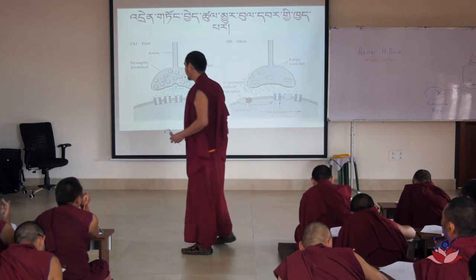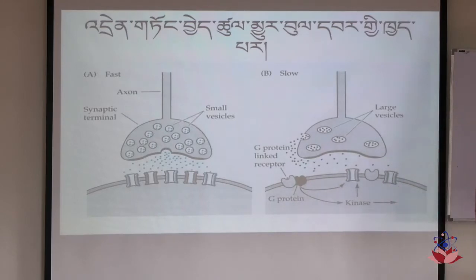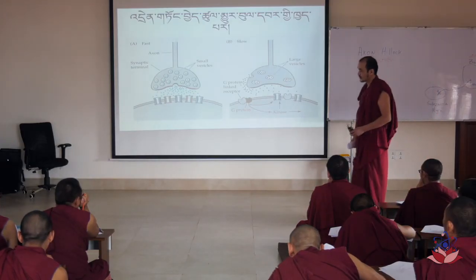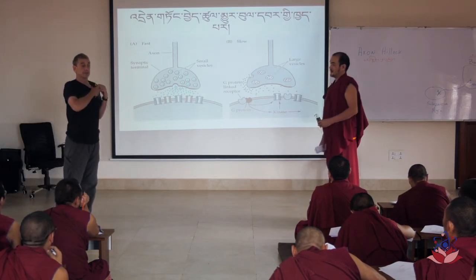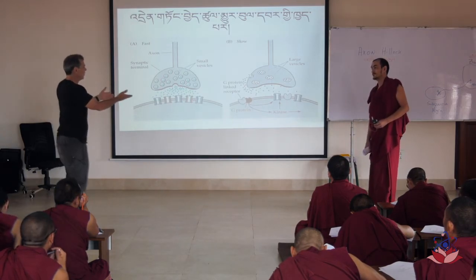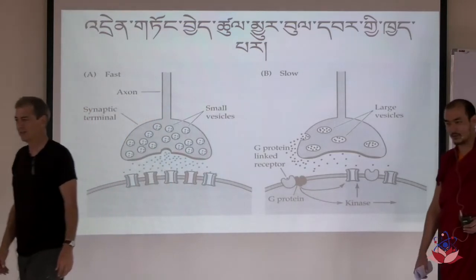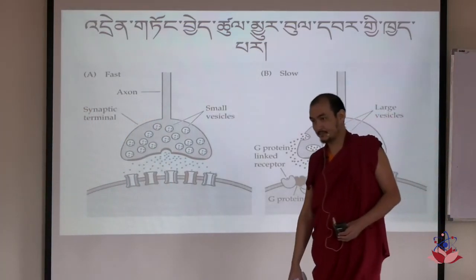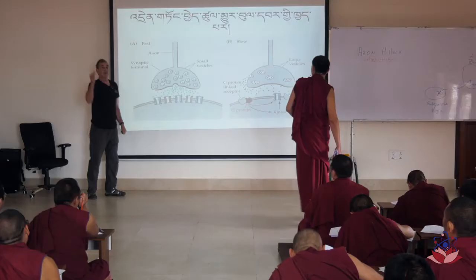So here's my question: which one is fast and which one is slow? A is very fast. B is longer. So why did we come up with B to do something? The reason is that this ion channel has one function.